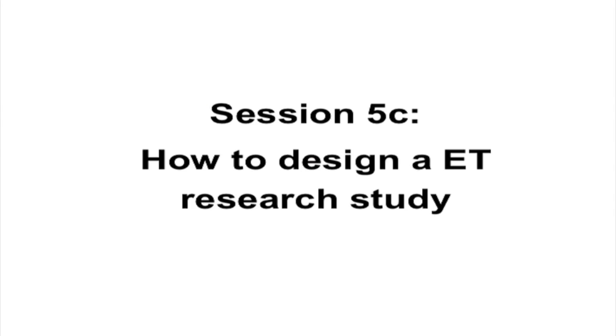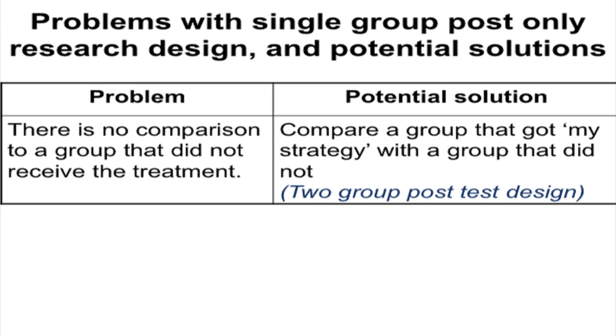What we'll try to do now is to suggest solutions for each of these problems. And the title of the session is How to Design an ET Research Study. So let's take the first problem, that there is no comparison to a group that did not receive the treatment if I use a single group post-only research design. And a potential solution is to have another group and compare the group that got my strategy with a group that did not get my strategy. Details about how do you know that the two groups are equivalent or how do we know what content to give each group, we'll do in the next 20 minutes. So you can hold on to your questions till then.